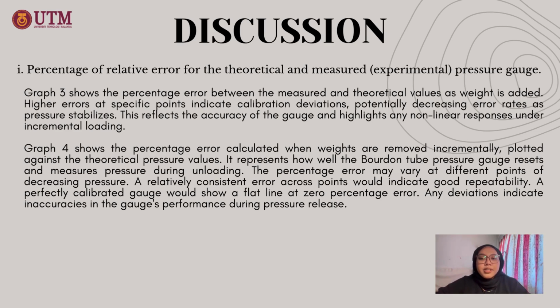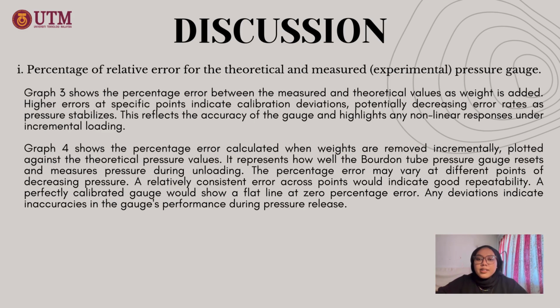This reflects the accuracy of the gauge and highlights any nonlinear responses under incremental loading, while Graph 4 shows the percentage error calculated when weights are removed incrementally, plotted against the theoretical pressure values. It represents how well the Bourdon tube pressure gauge resets and measures pressure during unloading. The percentage error may vary at different points of decreasing pressure.